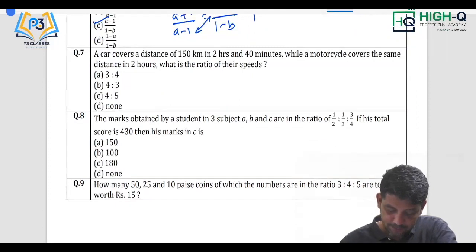Yes, next step. A car covers a distance of 150 kilometers in 2 hours 40 minutes.